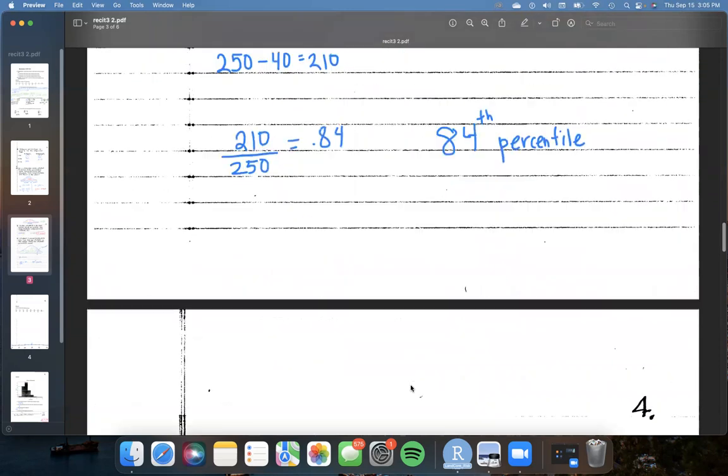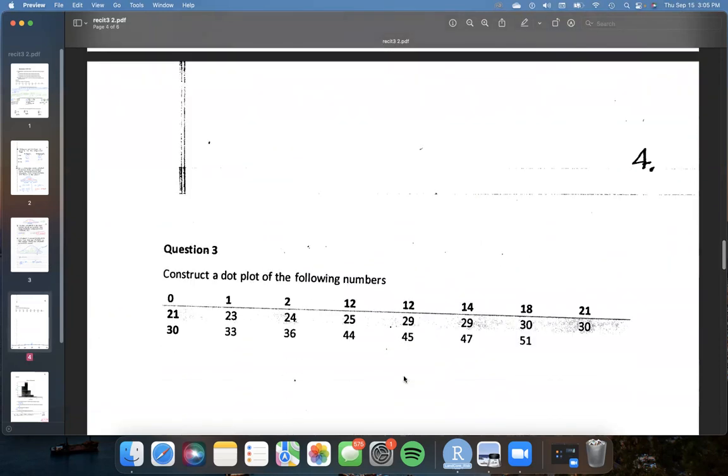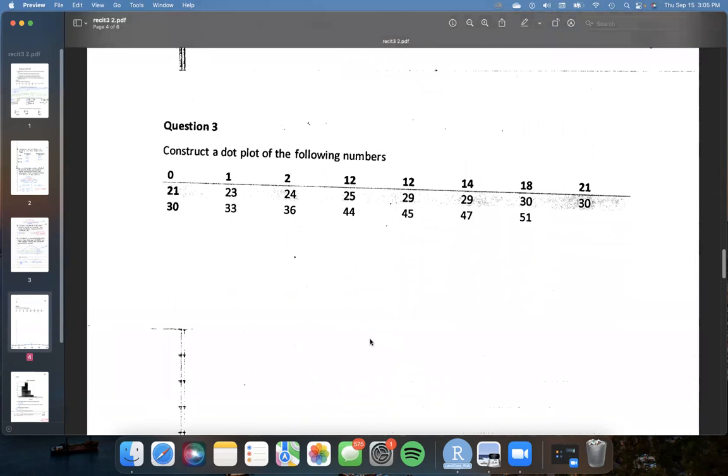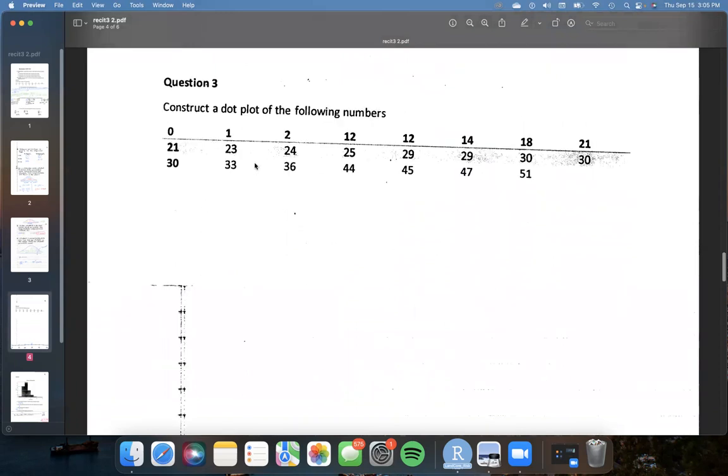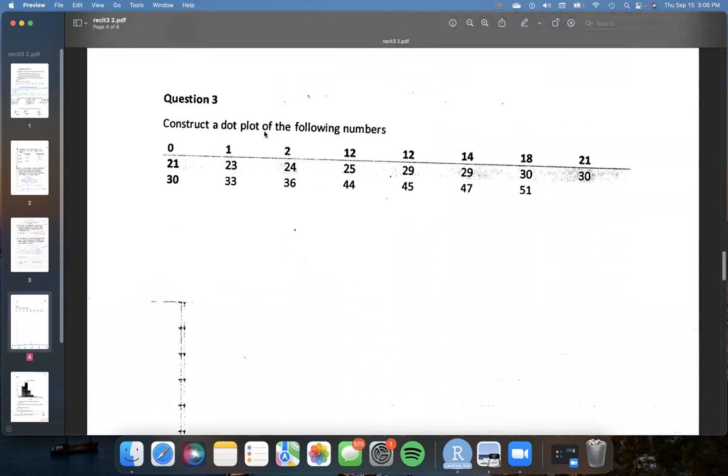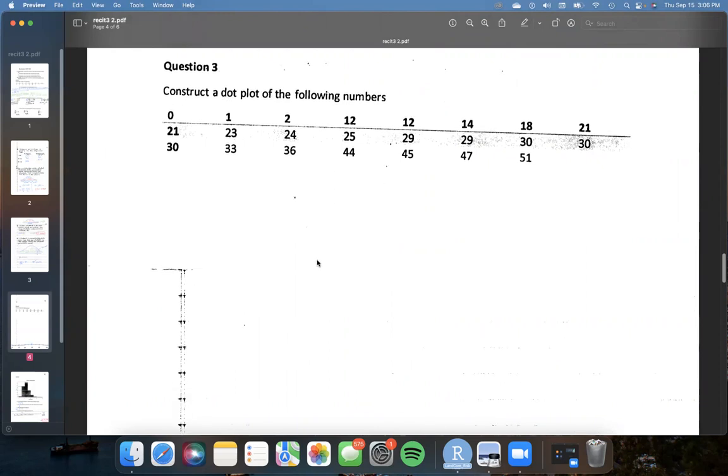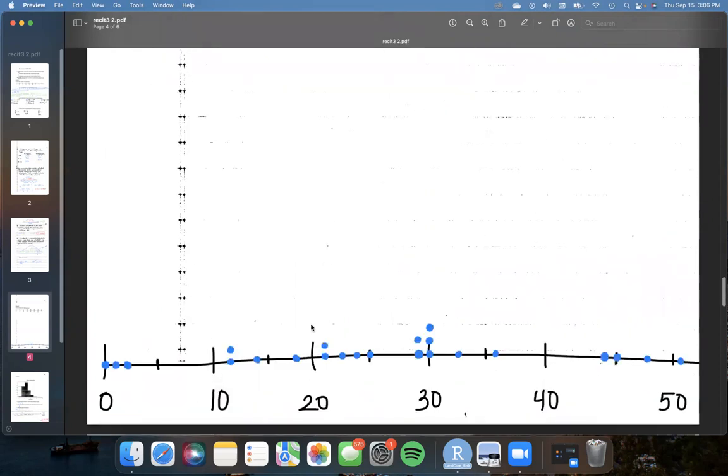Question 3. This is pretty much a review of last time, but it's always good for practice. We're going to construct a dot plot of the following numbers. First you make a number line, and then you enter in the data. I should have drawn the dot plot a little closer, but that was my fault. I thought it was going to be larger.